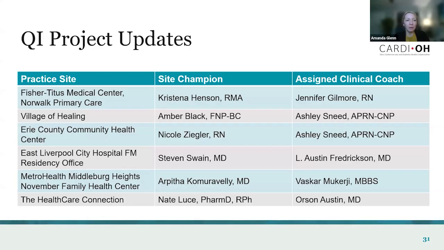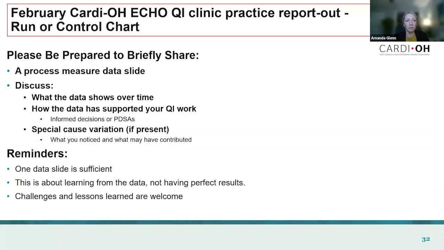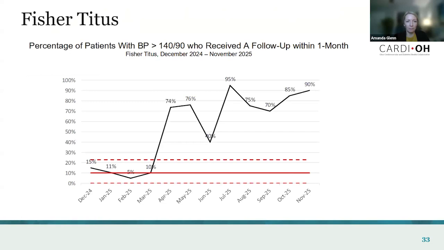But good morning. Some updates on our QI projects. Today we're going to talk about different run and control charts. For the process measure, I think each of you has chosen one. Walk through what the data shows over time and how the data has supported your QI work. That could be helping inform decisions or PDSA testing. And if you have any special cause variation on your chart, briefly touch on that and maybe what caused it. So we can go to the next slide, Andy.